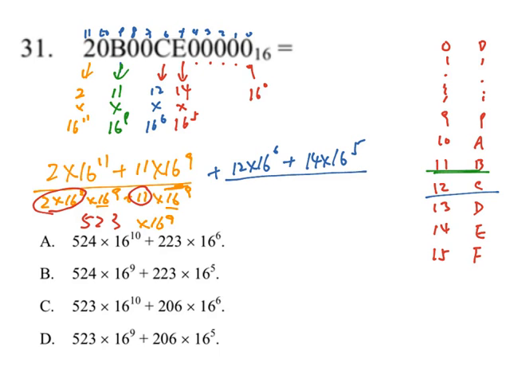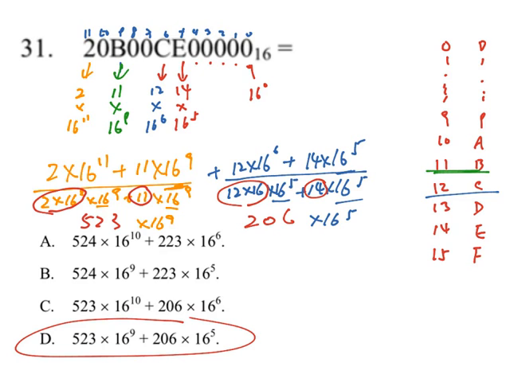Next we look at this. We'll consider the lower index. So that means we need to change 12 times 16 times 16 power 5 plus 14 times 16 power 5. So take this out. Then we'll calculate this and this. So it is 206. So the answer is D.